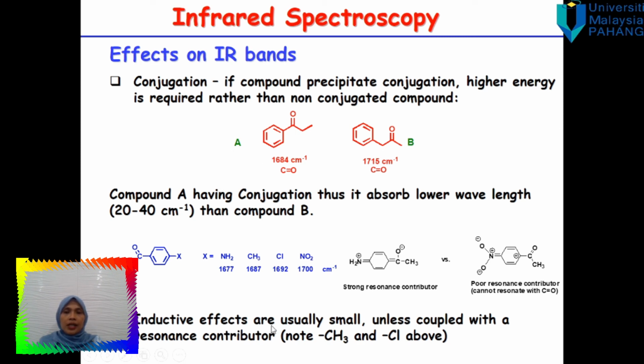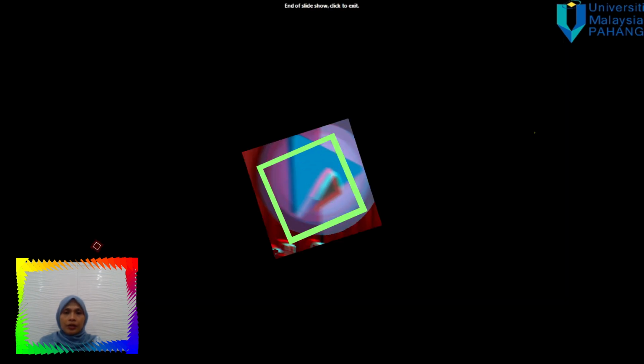The inductive effect is usually small unless coupled with a resonance contributor, CH3 or Cl above. So that's why, with CH3 or Cl, the frequency is different. This one is involved in the conjugation, so it weakens the bond, so the value is lower. This one is more strained, so the value is quite higher. That's all. Thank you.